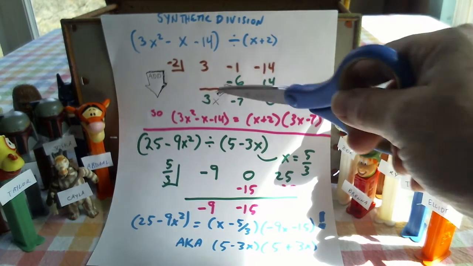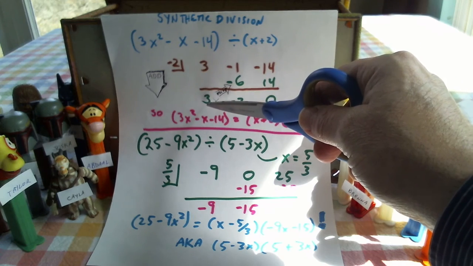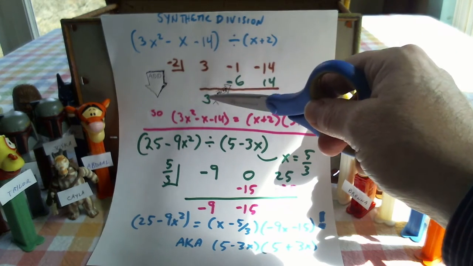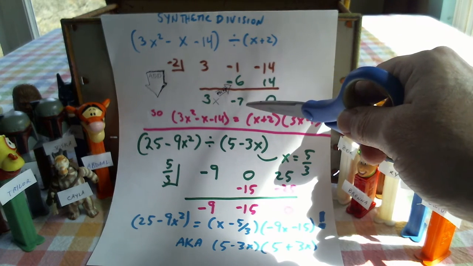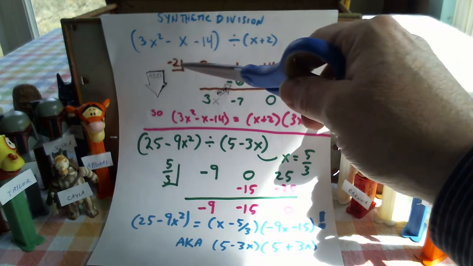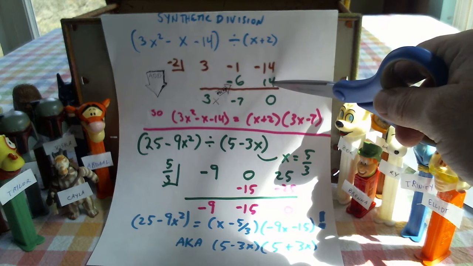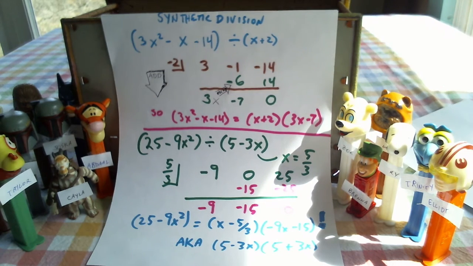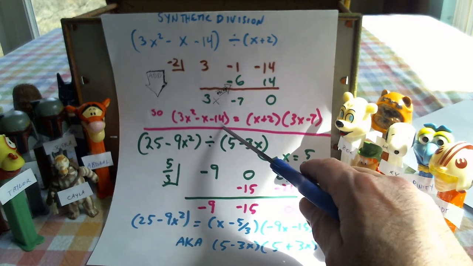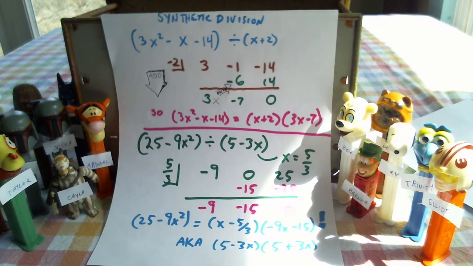And what you do is you add straight down, so it's 3 plus nothing, and then you multiply by that negative 2. 3 times negative 2 is negative 6. Then you add straight down, negative 7. And then negative 2 times negative 7, you multiply, you get a positive 14. Negative 14 plus positive 14 is 0. 0 is useful. 0 means that you've got exact factors. So that means that the 3x squared minus x minus 14 equals x plus 2 times the 3x minus 7.